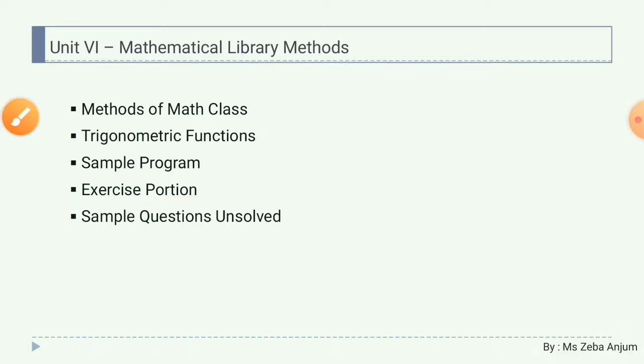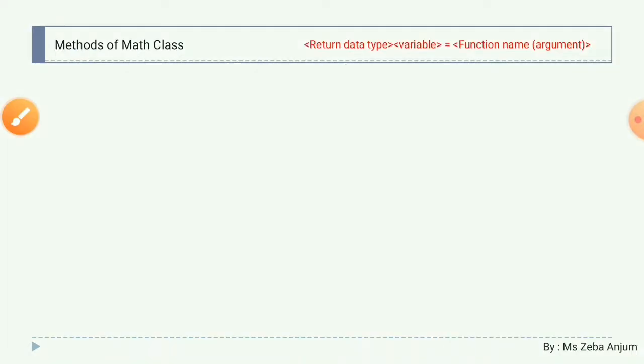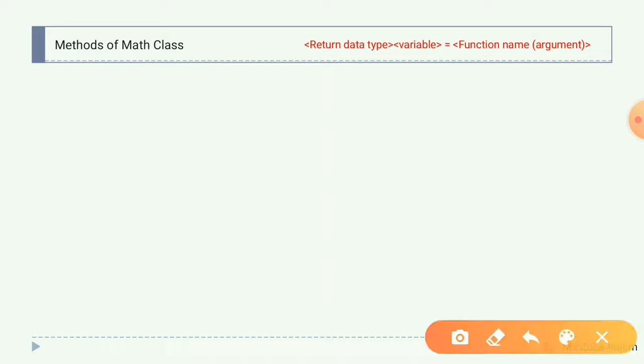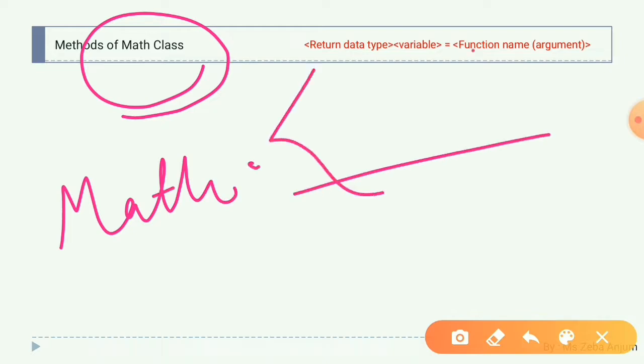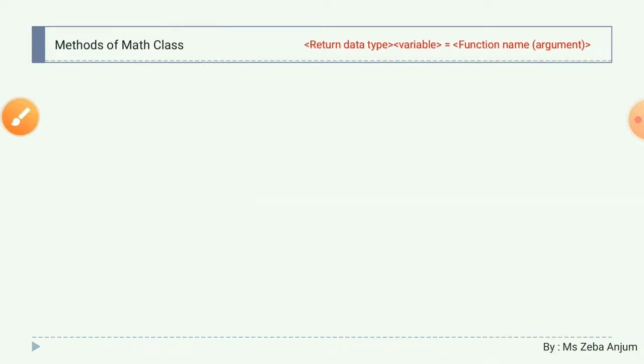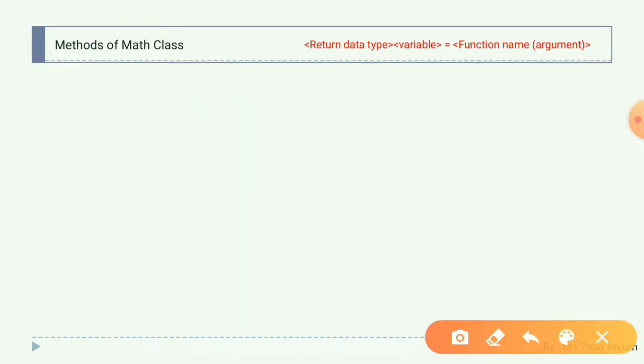Now starting with the first one, that is the methods of the math class. Basically, what Java developers do is combine all the mathematical functions into a single class, and that class is the Math class. So whenever you write any function of the Math class, you have to write Math dot followed by your function. Now see, on the right hand side you have a particular syntax. Let us explain this.